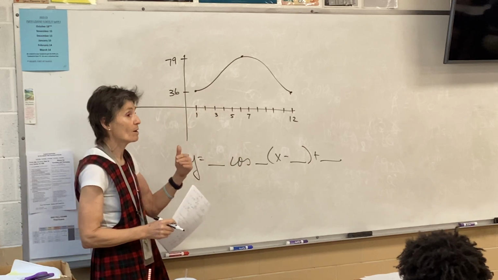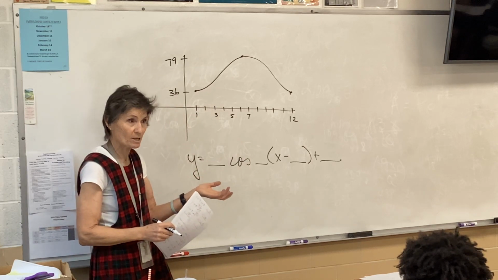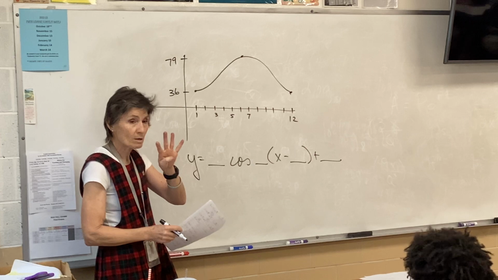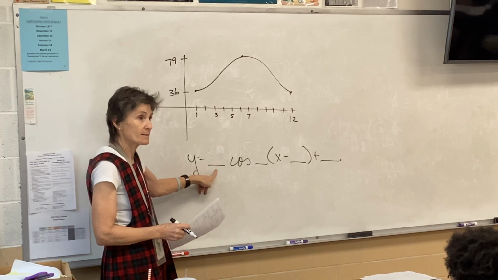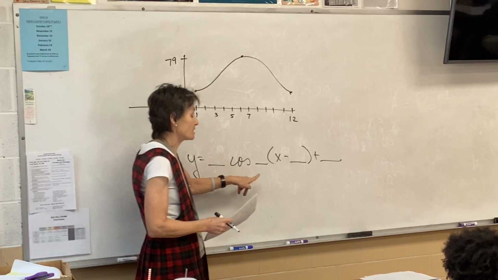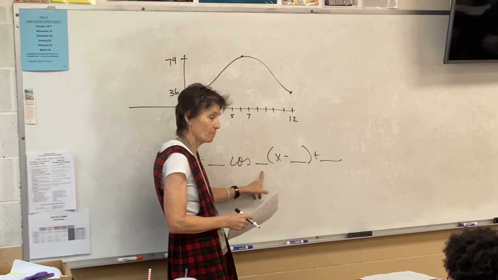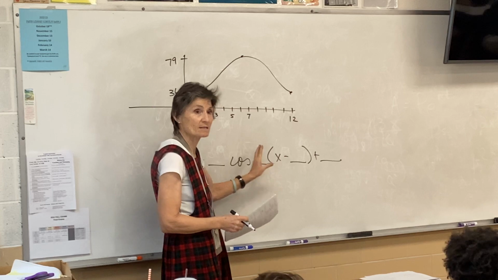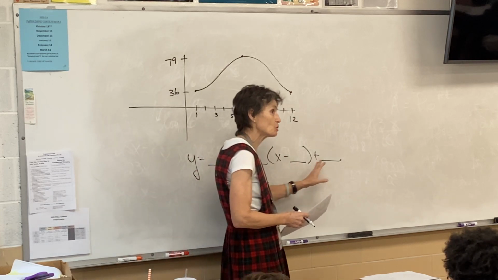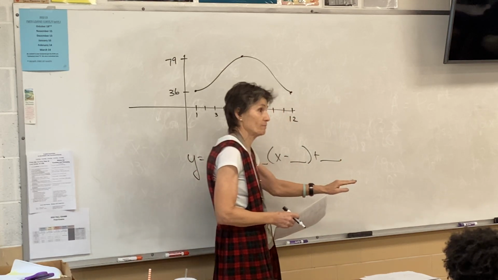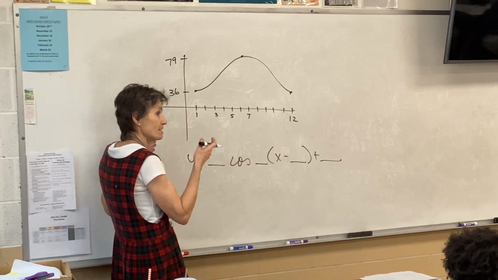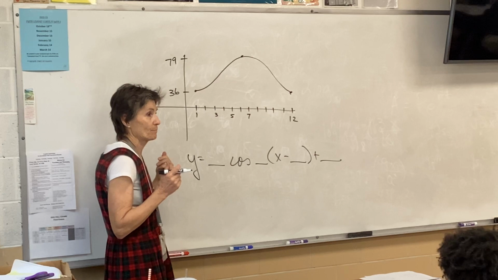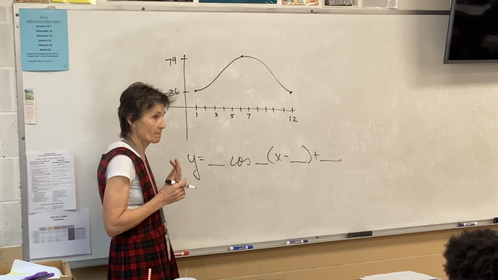Because I know that when I write a trigonometric equation, there are 4 adjustments that I can make to it. I can adjust its amplitude, its period. Now this number is not the period, but this number influences the period. Its horizontal shift and its vertical shift. So whatever equation I come up with has to have all those blanks filled in. And the order you fill them in doesn't matter.